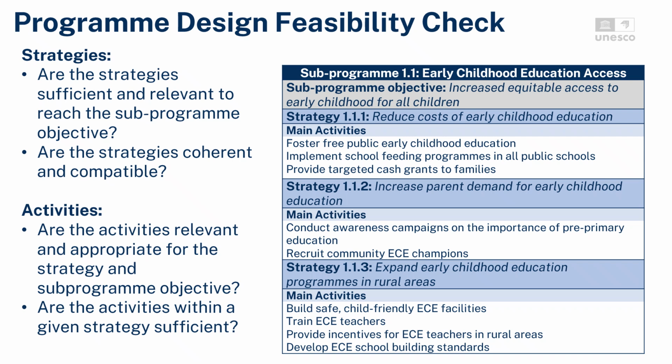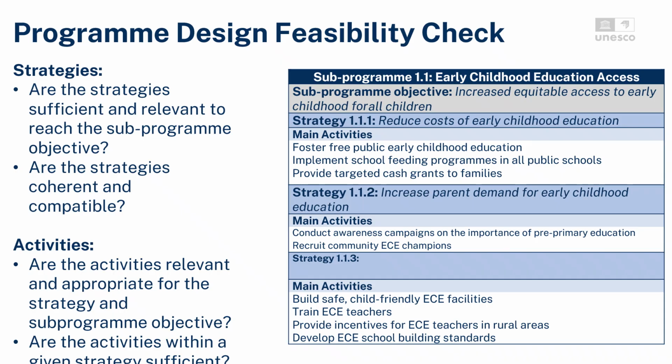First, we can ask ourselves if our strategies are sufficient and relevant to reach the subprogram objective. As in, are there any major strategies missing? Related to this, are the strategies coherent and compatible with one another and with the subprogram objective? Our major three strategies allow us to tackle supply-side issues through the expansion of ECE programs in rural areas, as well as demand-side issues through reducing cost and increasing parent demand. We have therefore covered the major relevant areas for ECE access, and they are all coherent and complementary. However, there is one piece of the program objective that may not be entirely addressed.